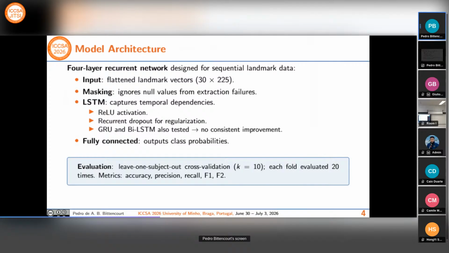And for evaluation, we used a leave-one-subject-out cross-validation with k equals 10, and each fold was evaluated 20 times. We report accuracy, precision, recall, F1 and F2 scores.